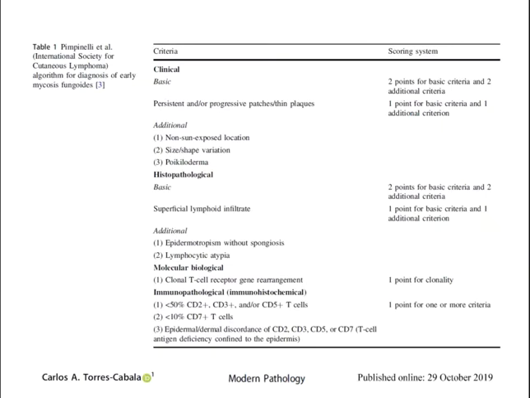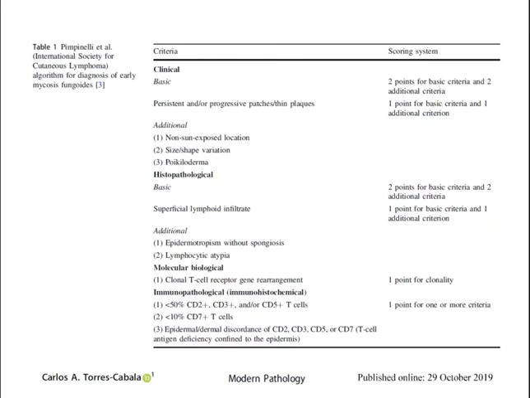And just to wrap up MF, this is a review that I've just published like a month ago, in Modern Pathology. And this is the most beautiful example of clinical pathological relation. This is Pimpinelli's algorithm. Pimpinelli is an Italian dermatologist who came up with this algorithm in 2005. Then the United States Cutaneous Lymphoma Consortium adopted it. And it's basically a scoring system.